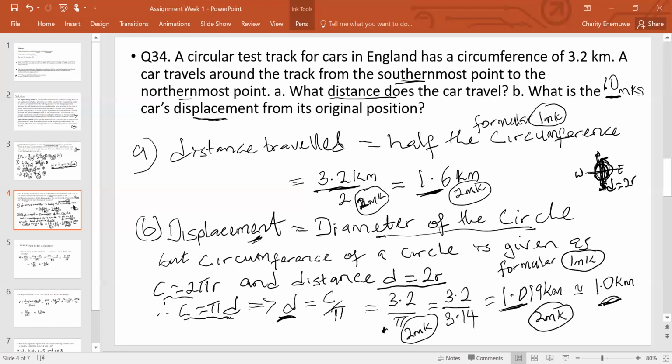Okay, we'll see how we shared the 10 marks. Formula takes 1 mark, and then we see the expression 2 marks here, 2 marks here. Because it's 10 marks, we give A part 5 marks and B part 5 marks. The formula also takes 1 mark in the B case, and 2 marks for expression, 2 marks for the final answer.